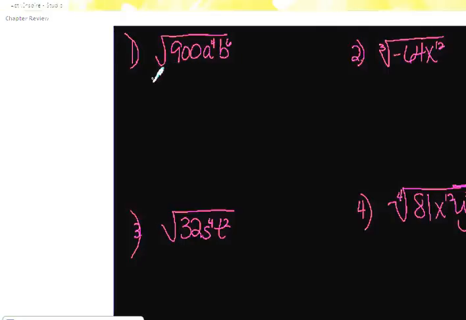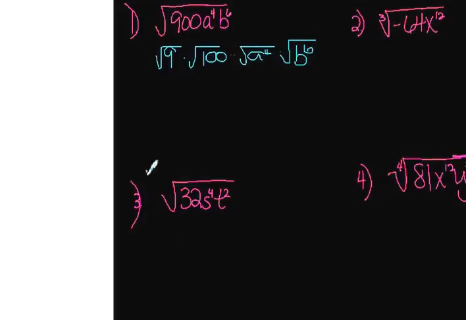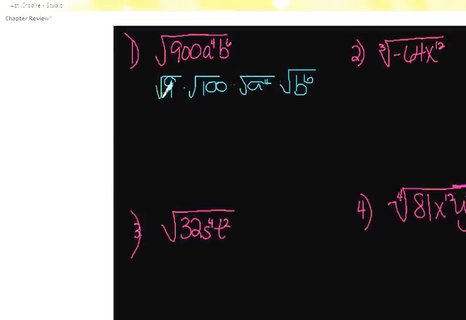So there's a number in 900. Actually, there's a couple of them, but let's go with the easy one. 9 times 100 are two perfect squares that I can break that down into. And then I can keep going on the a to the 4th and the b to the 6th. You can start doing this in your heads, and hopefully you are, but for those of you who are still struggling, just follow along.